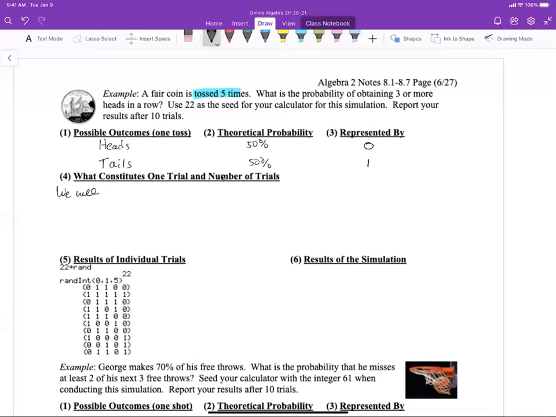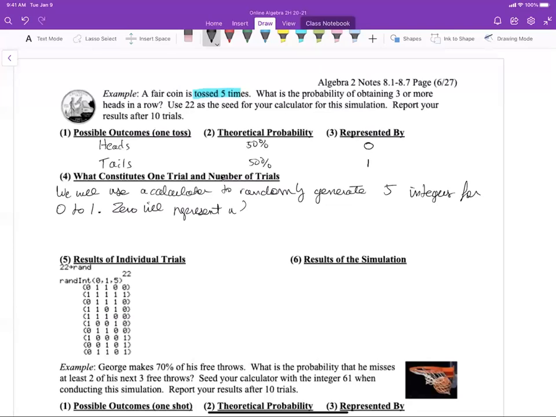So what will we do? We will use a calculator to randomly generate 5, not numbers, but integers from 0 to 1, because those are the only 2 that have meaning. 0 will represent a head, and 1 will represent getting a tail. Okay, we will look through the numbers.